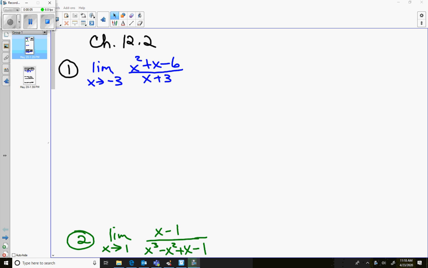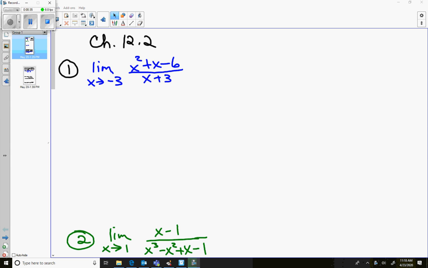12.2, more limits. So this is really just a continuation of what we started with in 12.1. Okay, but the catch is now, as we're looking at number 1, the limit as x goes to -3 of this function. Well, you should be able to quickly look at the denominator and see that this function is not defined when x is -3.